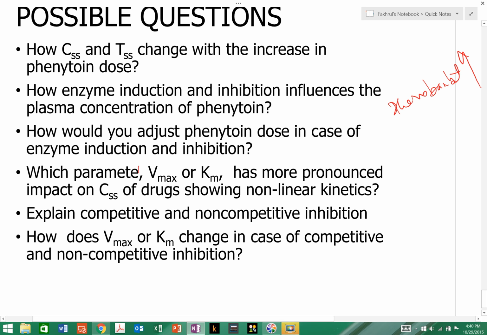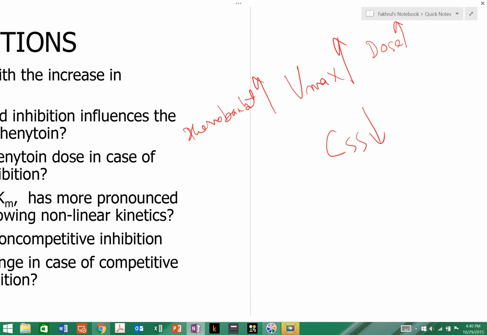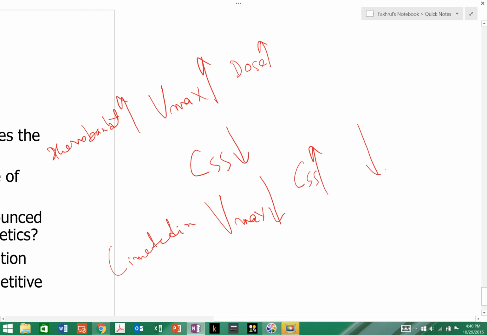Which parameter, Vmax or Km, has more pronounced impact on CSS? Let's see. This is in case of enzyme induction. How about enzyme inhibition? I think cimetidine inhibits enzyme. So that means Vmax goes down. So what is going to happen when Vmax goes down? CSS is going to increase. When CSS increases, we have to decrease the dose. This you have to remember.